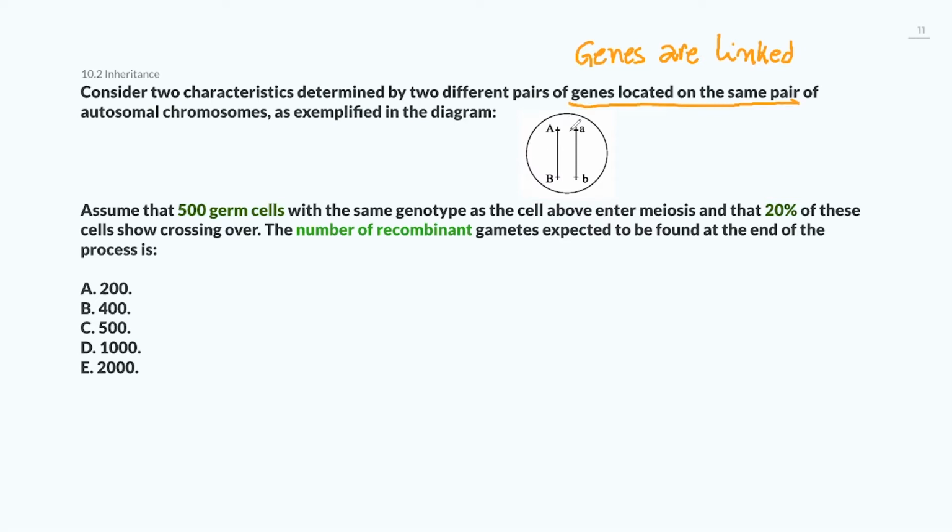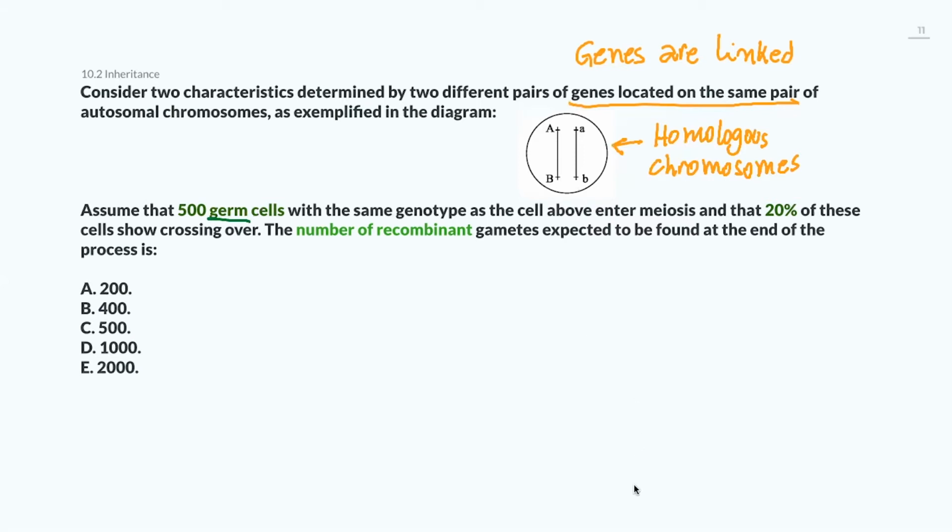So we have a pair of autosomal chromosomes. These are the same chromosomes from the same pair. They are homologous. Now, assume that 500 germ cells, this is an important word, with the same genotype as the cell above, enter meiosis, and that 20% of these cells show crossing over.